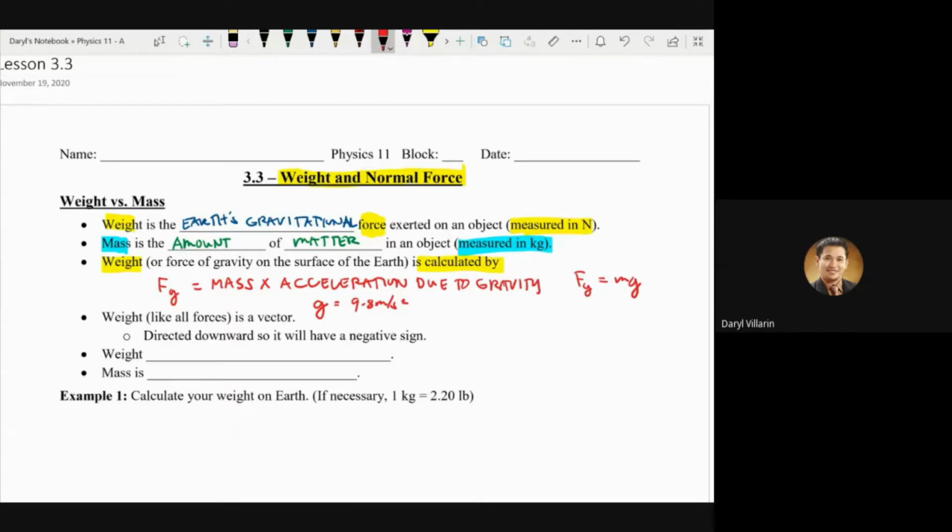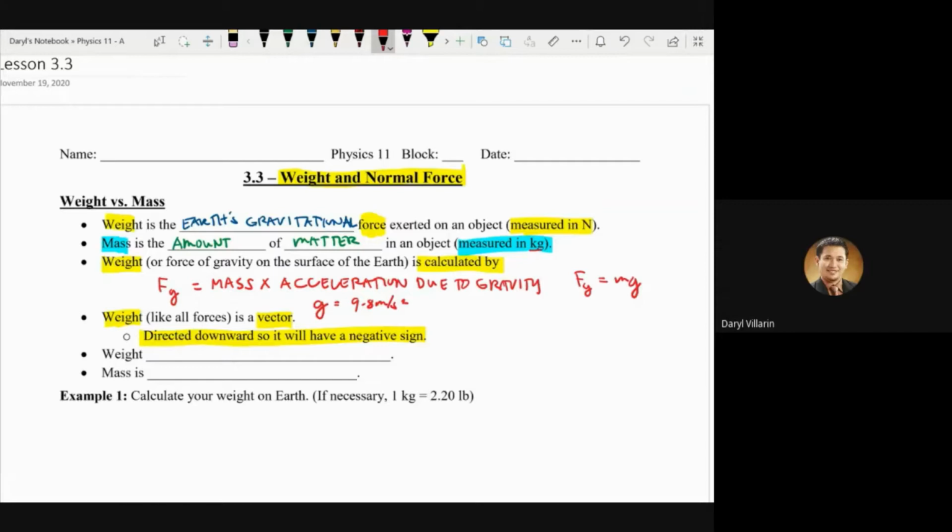And just like any other force, it's a vector quantity and it's always directed downward. Conventionally, we use downward as the negative direction, so Fg is negative. Again, in our case, weight is calculated by multiplying the mass, which must be in kilograms, and g, in meters per second squared.